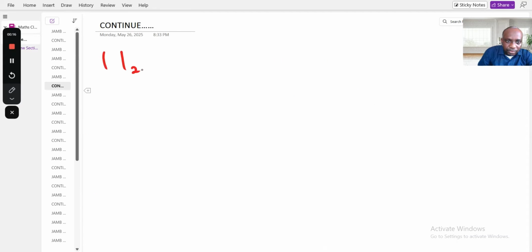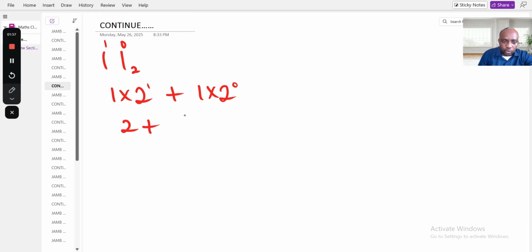11 base 2. Now, it will start from 0, 1, because this one is not dots. From here, 1 multiplied by 2 raised to power 1, plus 1 multiplied by the base 2 raised to power 0. Therefore, 1 times 2, 2. Anything raised to power 0 is 1, so 1 times 1 is 1.